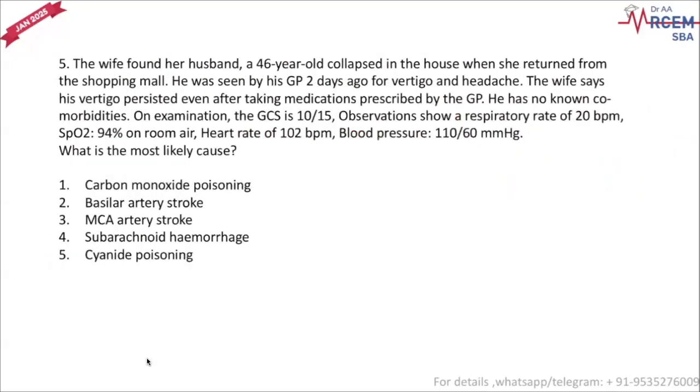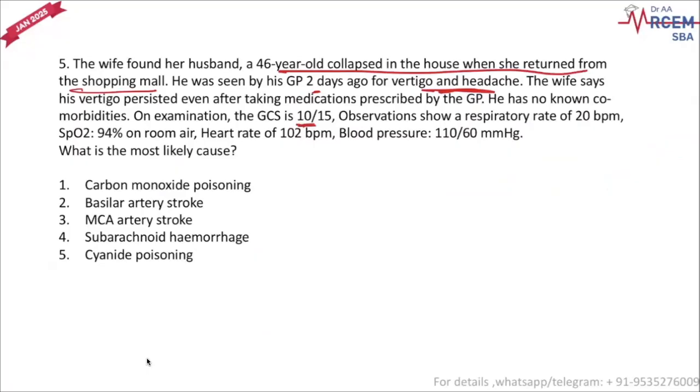The wife found her husband, 46 years old, collapsed in the house when she returned from the shopping complex. This is the basic history they presented with. But he had recently visited the GP with vertigo and headache. The wife says his vertigo persists even after taking medications prescribed by the GP. He has no known comorbidities. On examination, the GCS is 10/15.